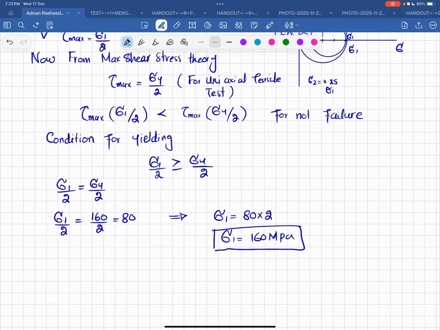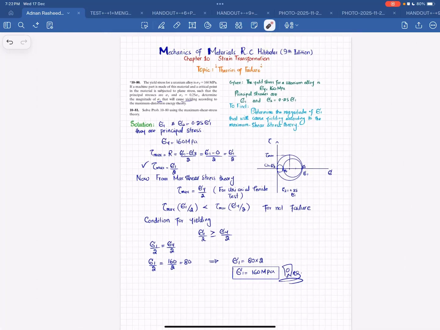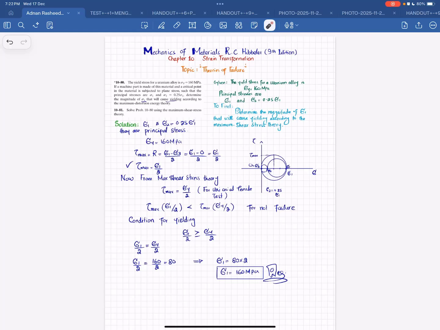So we have seen that using the maximum shear stress criterion, one of the principal stresses, sigma 1, is 160 megapascal, which will cause yielding in the specimen of uranium alloy. And this was all about problem 10-81.